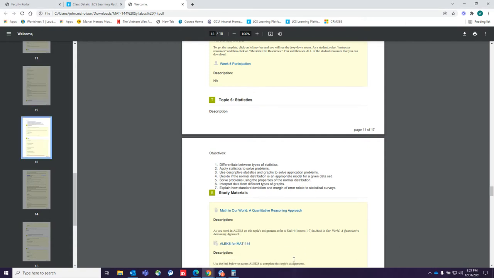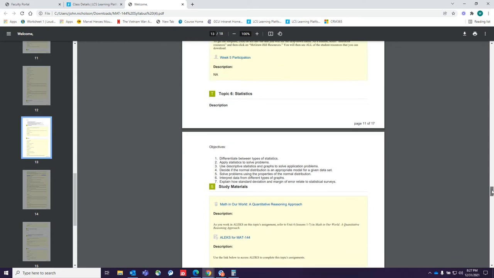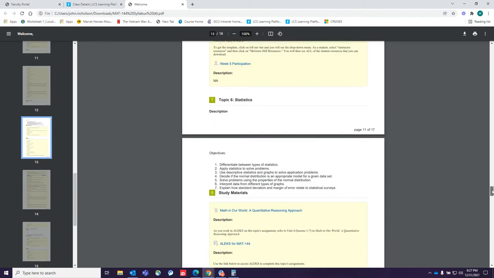The key thing about this are the objectives, which are listed in 7 parts. One, differentiating between types of statistics. Two, applying statistics to solve problems. Three, using descriptive statistics, which is the majority of what we'll use here, and graphs to solve application problems.